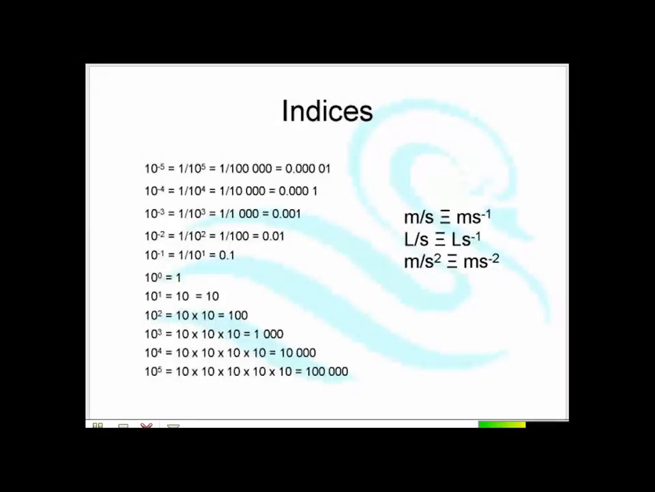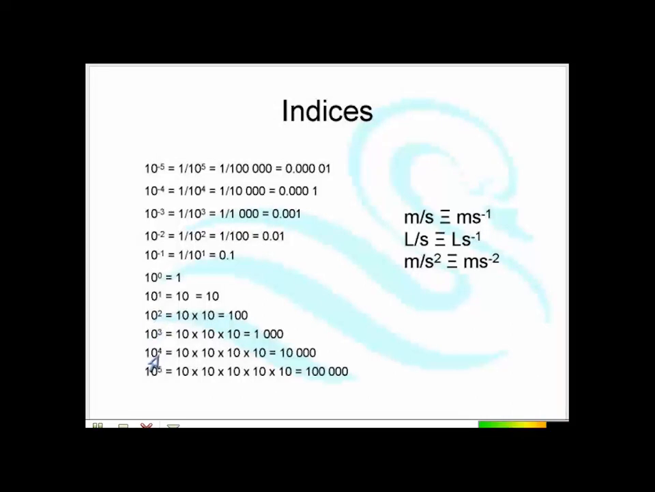There are things called indices, which in fact are powers. I'm sure you're all familiar with the idea that 10 squared equals 10 times 10, which equals 100. And 10 cubed is 10 times 10 times 10, which is 1000. Now, if you look at the number of zeros, I've got 3 zeros here, which is the same as the 3 I've got there. I've got 2 zeros there, which is the same as the 2 I've got there.